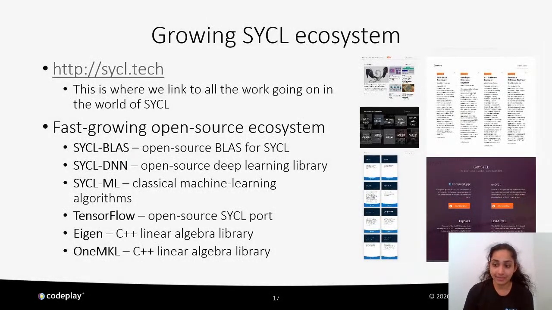SYCL also comes with a complete ecosystem of libraries. The SYCL ecosystem is fast-growing. It includes SYCL-BLAS, which is an open-source BLAS library that supports linear algebra operations. We will be talking about SYCL-BLAS and SYCL-DNN later in the slides. The other one is SYCL-DNN, which is the open-source deep neural network library. SYCL-ML supports classical machine learning algorithms. TensorFlow also has an open source SYCL backend. Argonne also has an open source SYCL backend. oneMKL is Intel's open source SYCL MKL library, which also has CUDA backend support available.